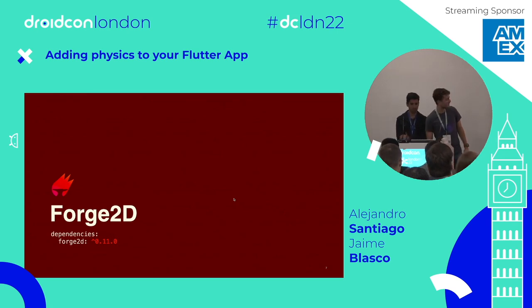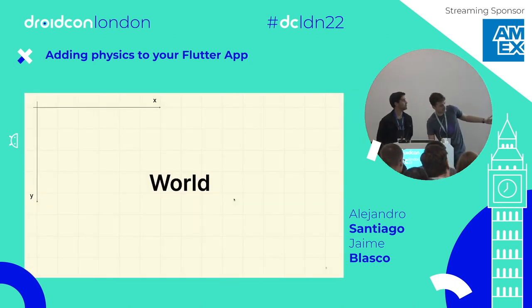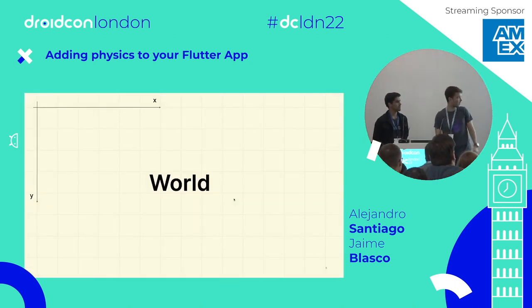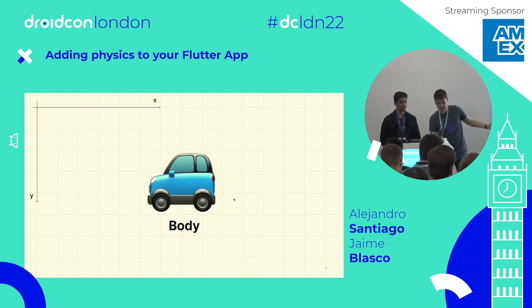So as we already said, it's a physics engine, and we have a world. We live in a world, and as we already discussed, it's two-dimensional. So we have a grid, X and Y. It can also go negative, and well, it's quite boring if we just have a world. So we can add things to our world, and the things that we can add, for example, are bodies.